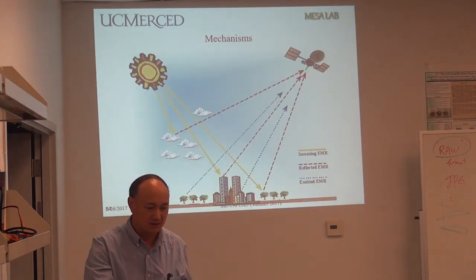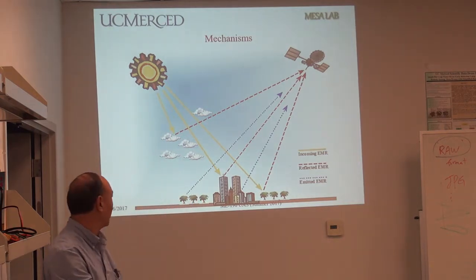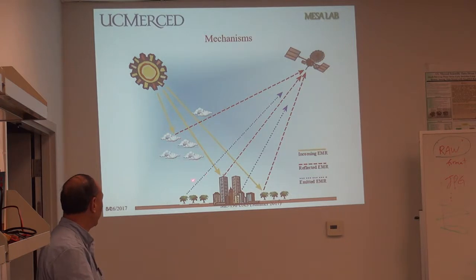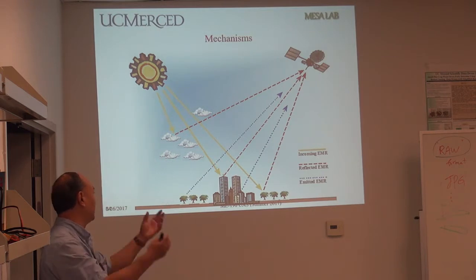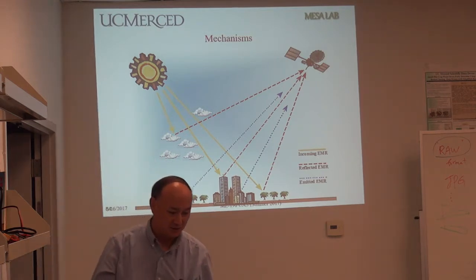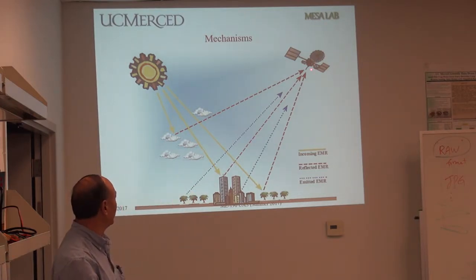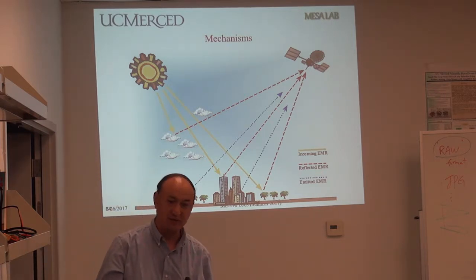Here are the mechanisms. This is the incoming EMR, and this is reflected. But for emitted EMR, I don't have anything incoming; the object simply has something emitted from it. So satellite sensors will receive both reflected and emitted electromagnetic radiance.